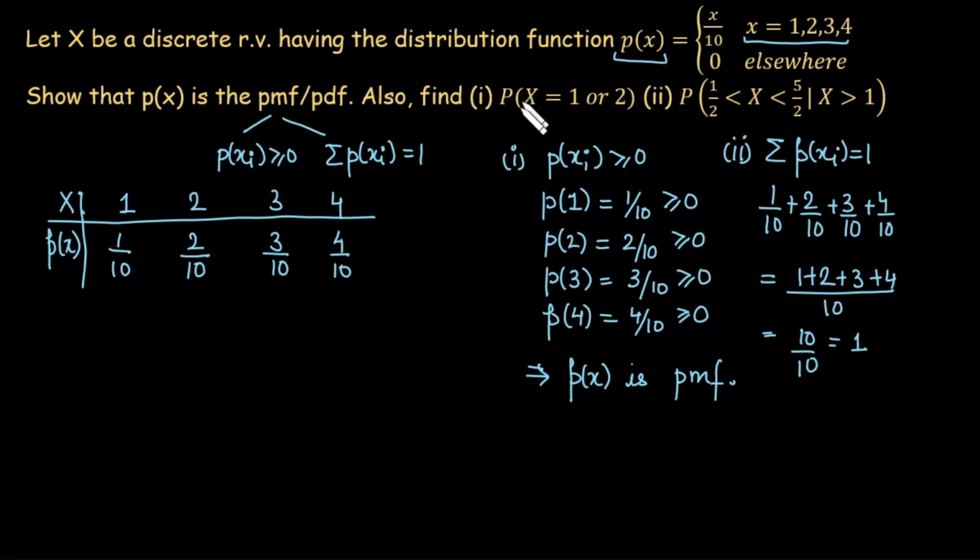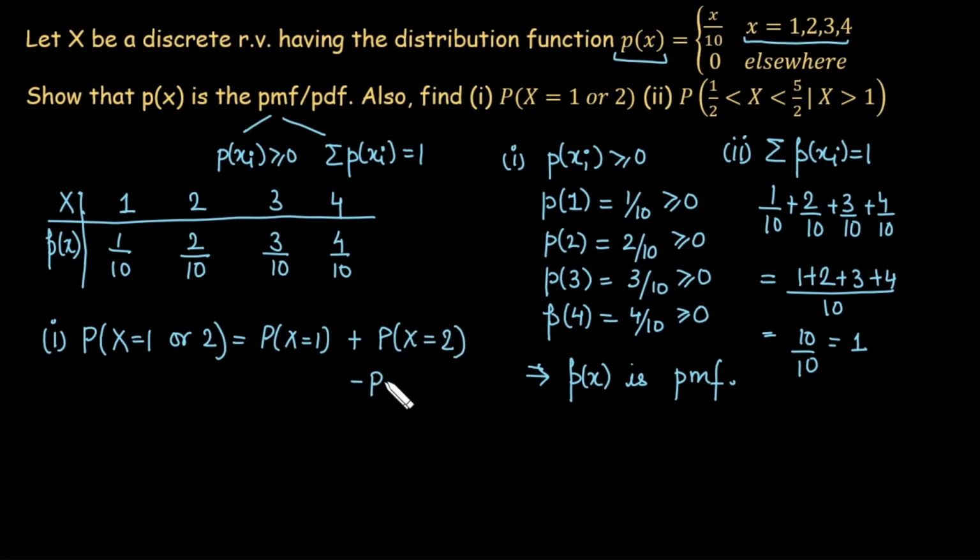Also, we need to find this. What is that? First is, what is the probability when x is equal to 1 or 2? X is equal to 1 or 2 means either the value of x should be 1 or the value of x should be 2. So here the probability becomes probability of x is equal to 1 plus probability when the random variable x is equal to 2.